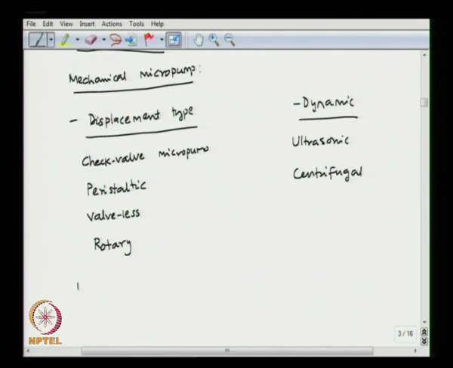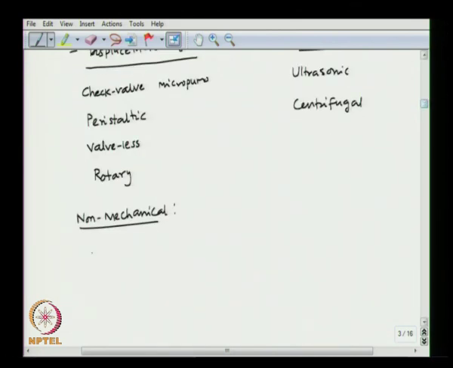Similarly, in non-mechanical micro pump we have electrohydrodynamic micro pump, ESD micro pumps, then we have electrokinetic micro pump, which we have already discussed, which works on the principle of electroosmosis, and we have magnetohydrodynamic micro pump, and we have capillary driven micro pump.